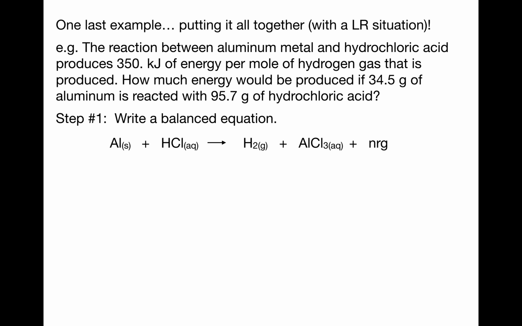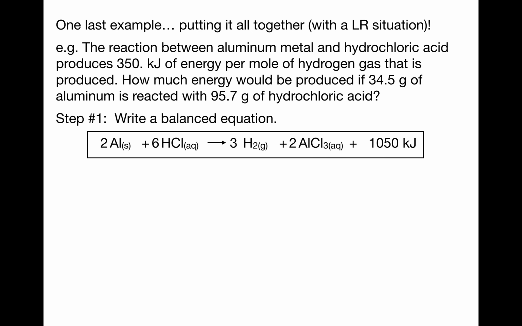If you were going to balance for matter, you would need to include coefficients of 2, 6, 3, and 2. So once you get to that point, you would look back up into the question and it says that the reaction produces 350 kilojoules of energy per mole of hydrogen gas, and hydrogen gas has a coefficient of 3. So if you wanted to include a numerical value for energy in your reaction, you would need to take 3 moles times 350 kilojoules per mole, resulting in 1050 kilojoules of energy on the product side of your reaction equation. So that's the reaction that we're going to be dealing with.